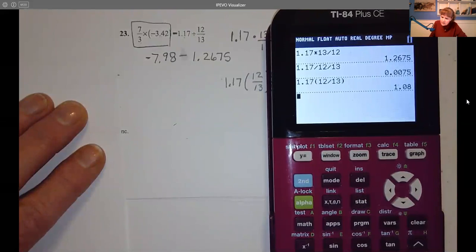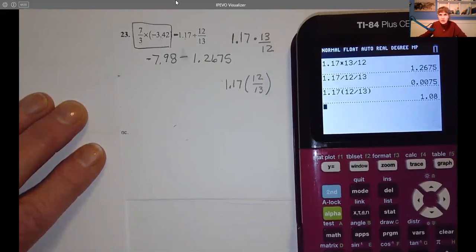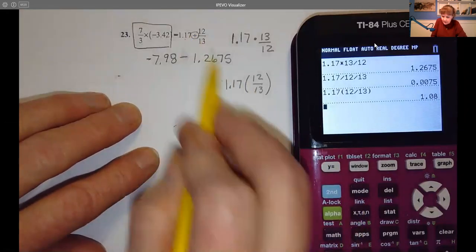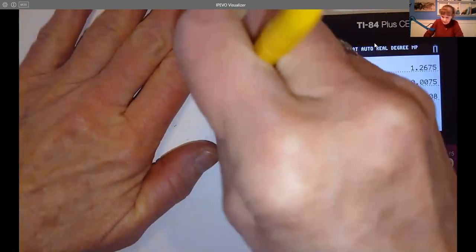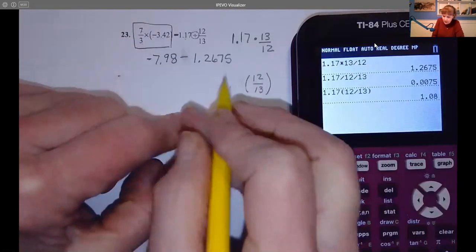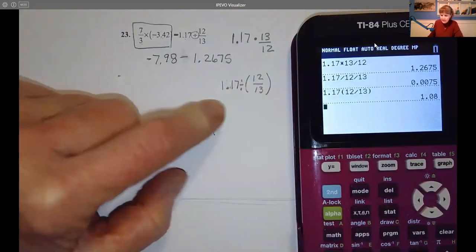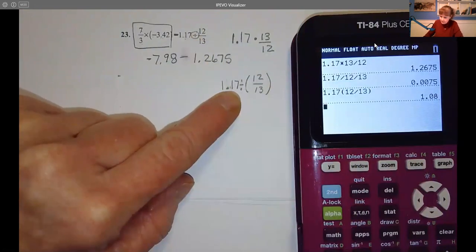Uh-oh, what did I do? Oh, yeah, 12 divided by 13. All right, let me look at that real quick and see. Okay, what I forgot is it's not a times, it's a division. So I need to redo that. Sorry. It's 1.17 divided by, and then I'm going to put that in parentheses. So I forgot that and I put a division.